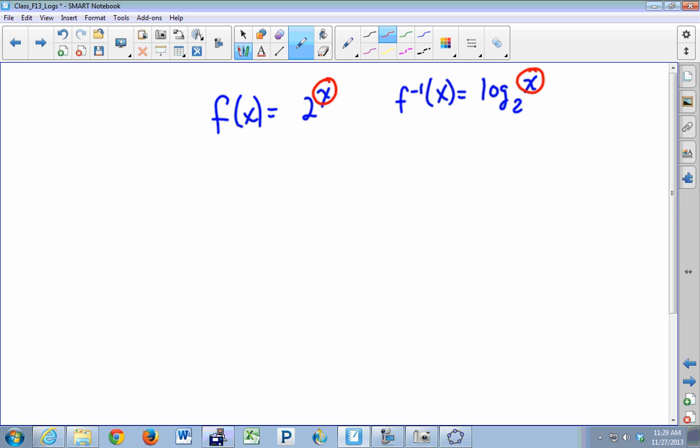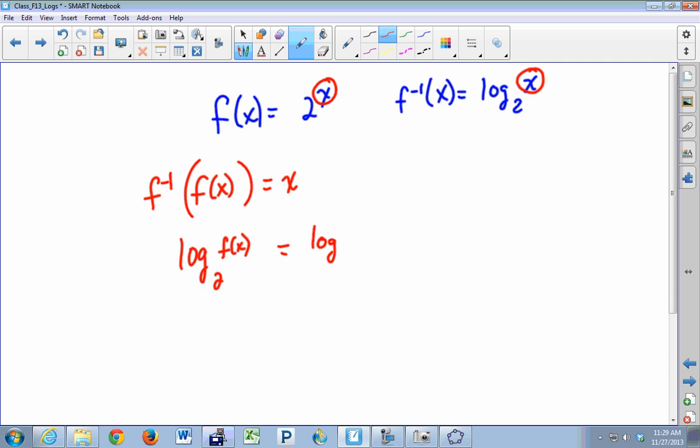So suppose I want to do this one first. f of x is my inside function, and I want to compose it with the inverse function. What should be my answer when I compose those two functions? x, because they're inverses. So put f of x where you see x in your log function. Now I substitute f of x. f of x is 2 to the x. I lift off my exponent. I'm back to x.